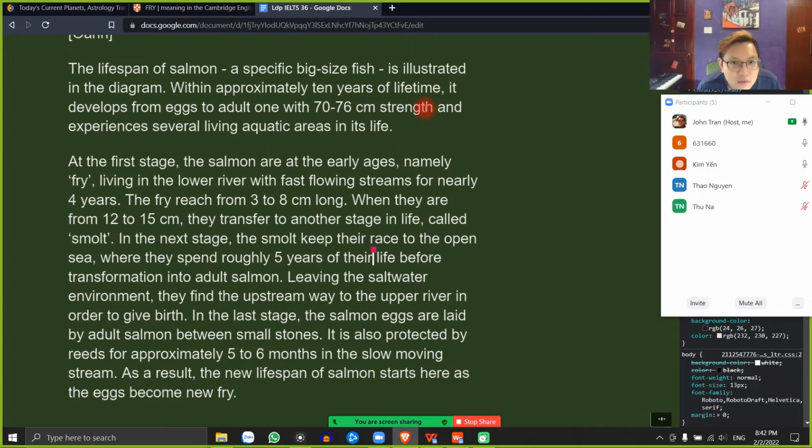Wait, with 70 to 76 centimeters in length, not strength. Không phải là sức mạnh mà là ở chiều dài, in length.